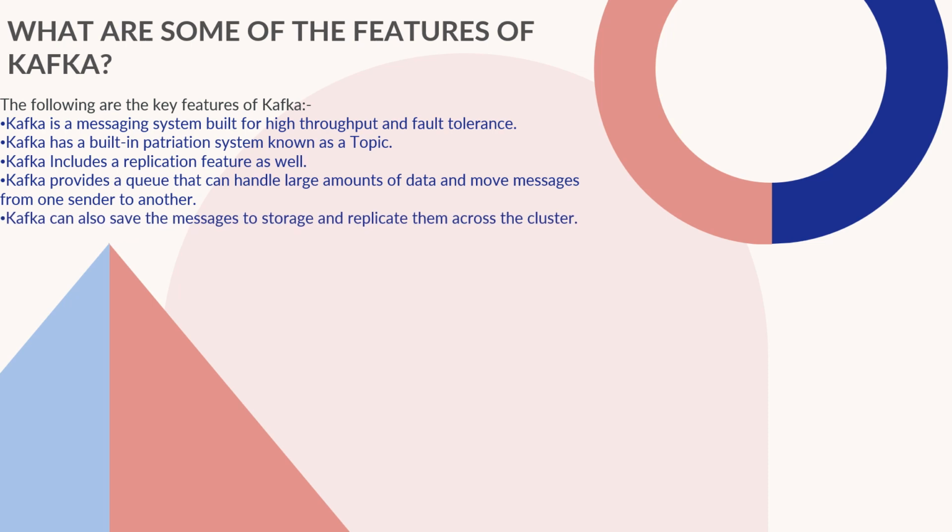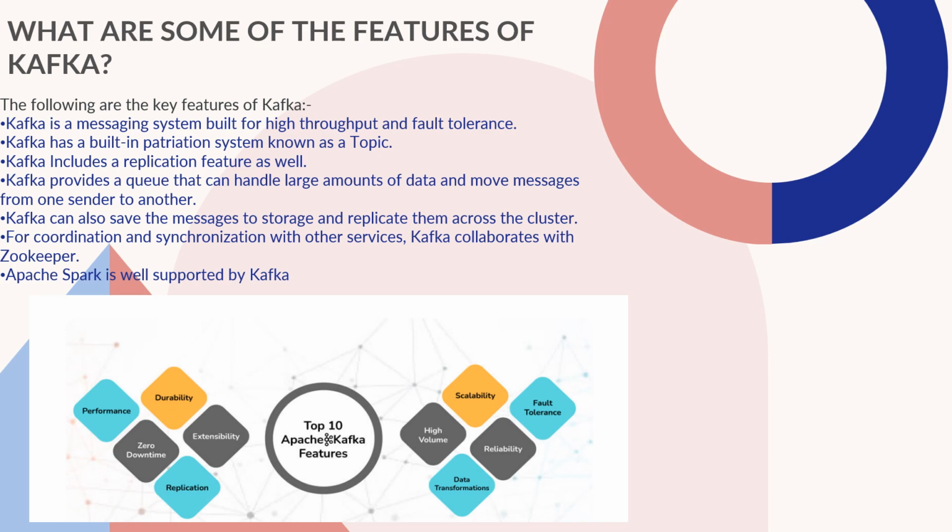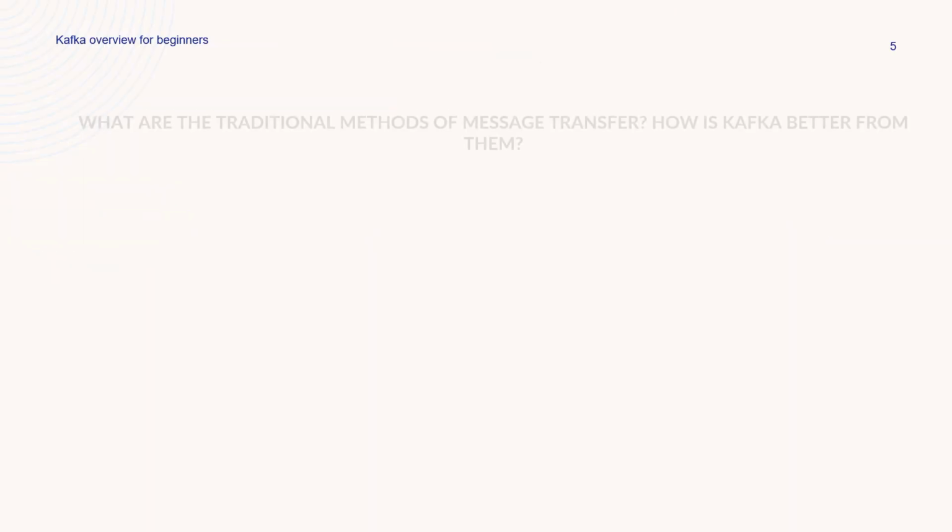Kafka can also save messages to storage and replicate them across the cluster, and coordinate and synchronize with other services. Kafka collaborates with Zookeeper, and Apache Spark is well supported by Kafka. As we know, there are 10 features defined with pictures: durability, performance, zero downtime, extensibility, replication, high volume data maintenance, scalability, reliability, fault tolerance, and data transformations. So those are the features provided by Kafka.